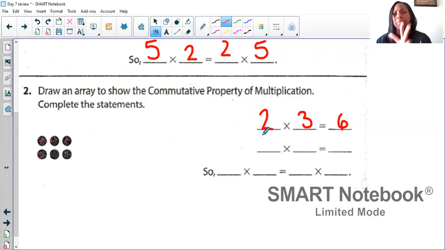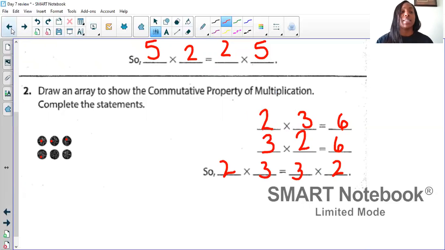Okay, so if I switch the factors or if I flip this array, that means I'm going to see 3 times 2. What is 3 times 2? 3 times 2 equals 6. So therefore, 2 times 3 equals what? That's right, 3 times 2. So both of these equations are going to give us the product of 6.